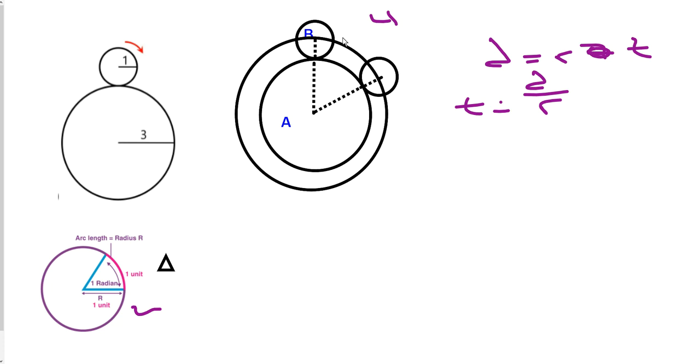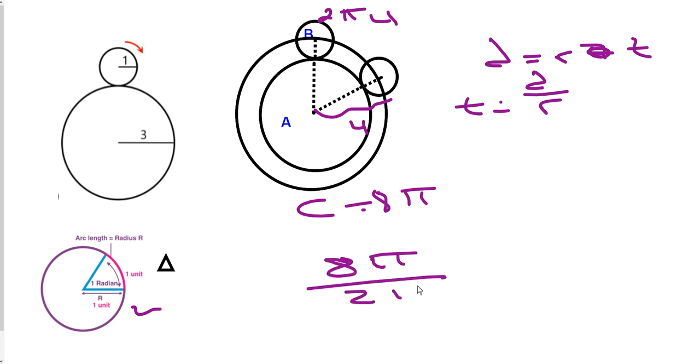It's going to travel around this circle. Well, this circle's circumference is, guess what? This is a radius of 4. So it's 2 pi r, so it's going to be 8 pi. And this is 2 pi. Well, guess how many times 2 pi goes into 8 pi? You're just going to have 8 pi divided by 2 pi.